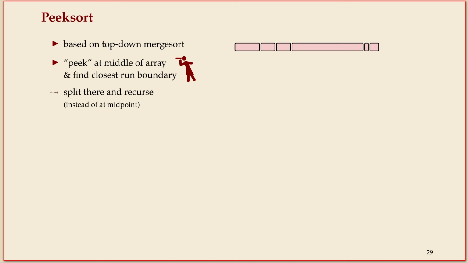I want to show you the one that nobody uses first, because that one is easier to explain. And I think it's kind of underappreciated. It's a very nice algorithm. But there you go. It's called peak sort. The reason it's easier is because it's a slight twist on top-down merge sort. Not much changes. But instead of top-down merge sort just cutting the array in the middle and then you recurse, instead peak sort looks at the middle and tries to find run boundaries.